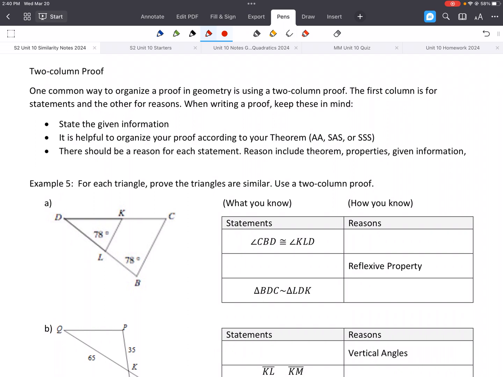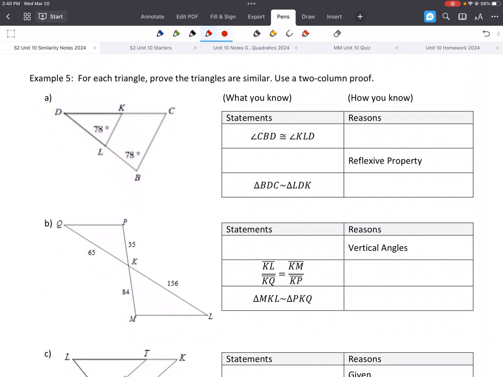So with a two-column proof, and you could read this on the top if you'd like, but I'll just go straight into an example. The first column is what you know. It's your statement. And then the right side, your second column, is how you know.